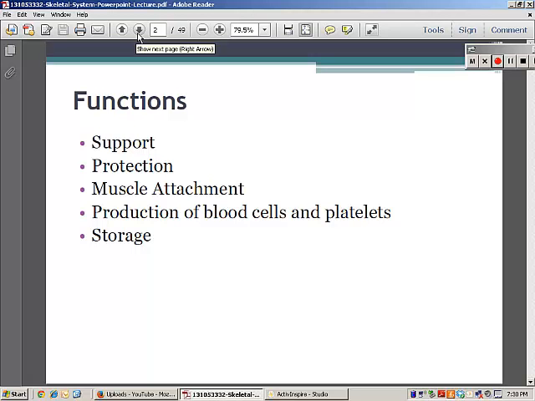And then, of course, there's storage. It stores various things. It could store various minerals that we get, like calcium and things like that. It could store some fat. It could store lots of different types of minerals and other types of molecules for us.